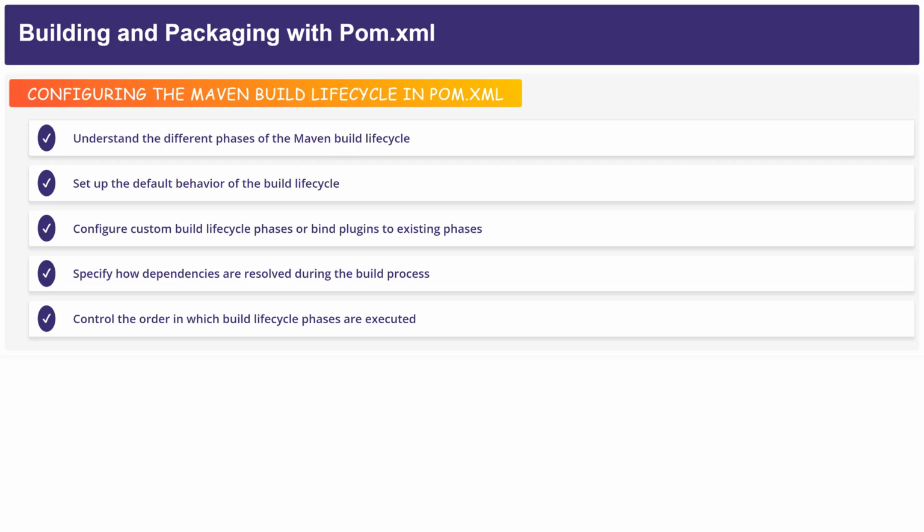In this segment, we will learn how to build and package a Spring Boot project using pom.xml. We will learn how to configure the Maven build lifecycle in pom.xml. Let's understand the different phases of the Maven build lifecycle and how to set up the default behavior of the build lifecycle. We will also explore how to configure custom build lifecycle phases or bind plugins to existing phases. Additionally, we will learn how to specify dependency resolution and control the order in which build lifecycle phases are executed.